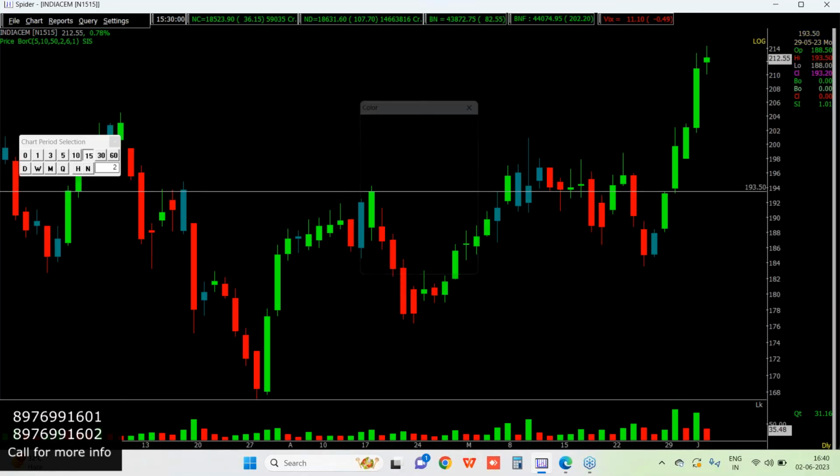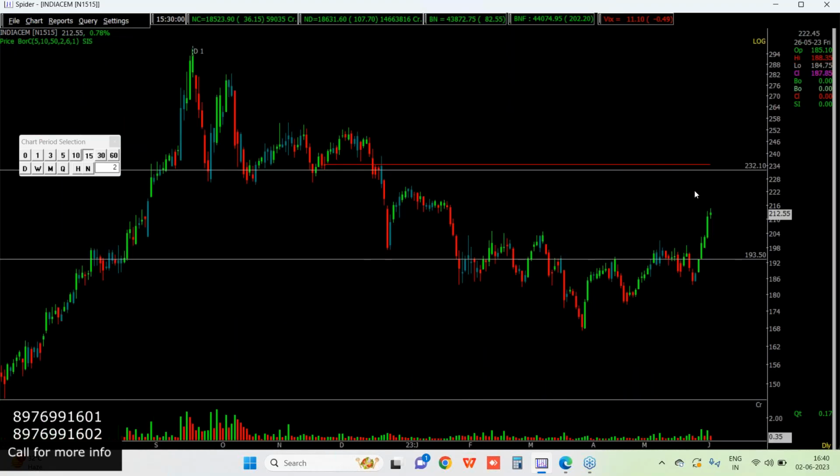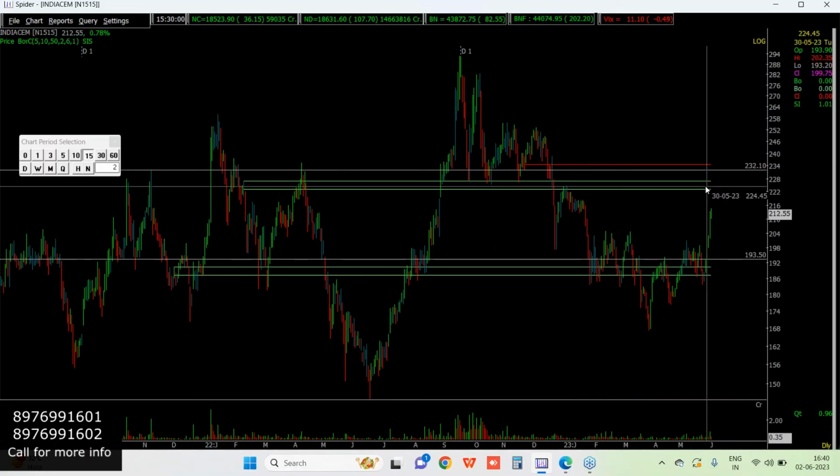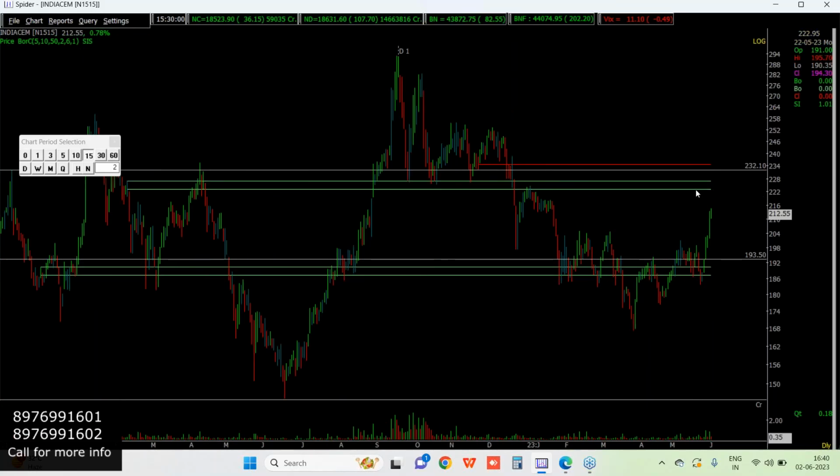Okay, so once you go to this, you can see this was a reversal, and if someone has already taken a position over here, then definitely he can wait till the 223 level. Definitely the stock will move at least to 223, which means there is still a 5% gap. So you can book near that level. Okay, so this is India Cement.